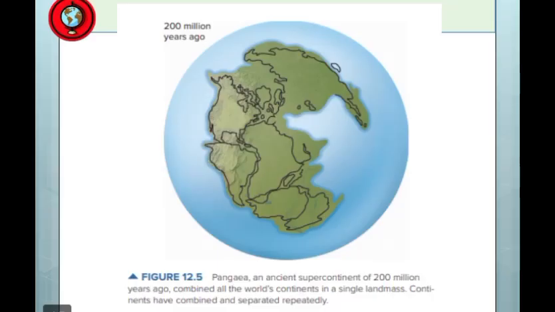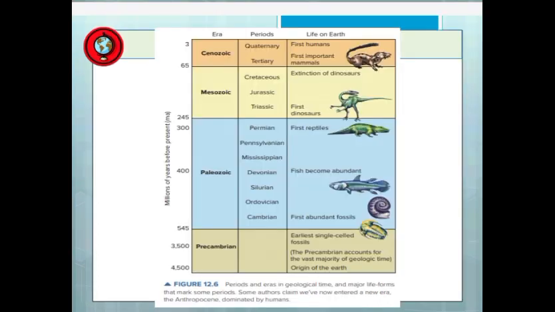So this is Pangaea, an ancient supercontinent of 200 million years ago. It is combined of all the world's continents in a single landmass. The continents have combined and separated repeatedly. And this is also the period and eras in geological time and major life forms that mark some periods. Some authors claim that we've now entered a new era, which is the Anthropocene, or dominated by humans.